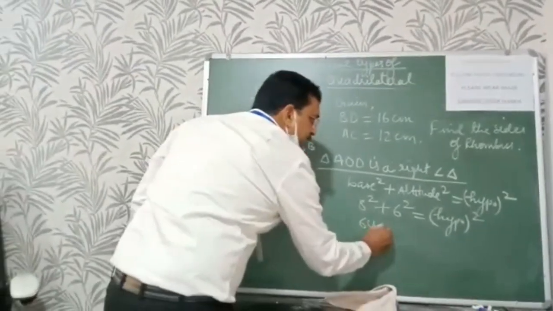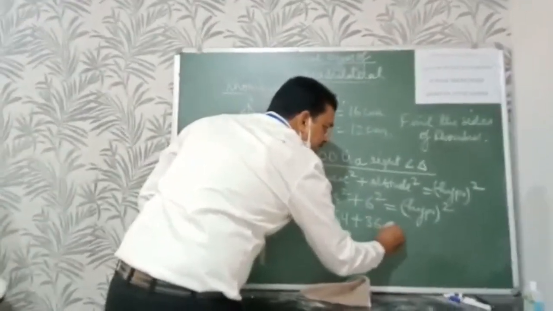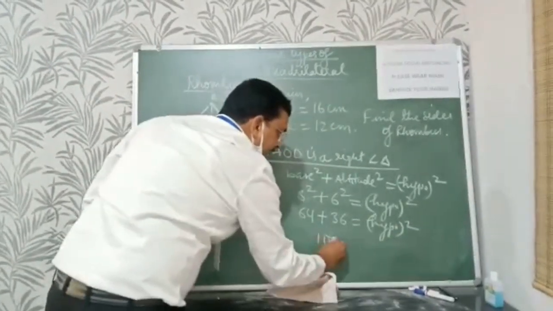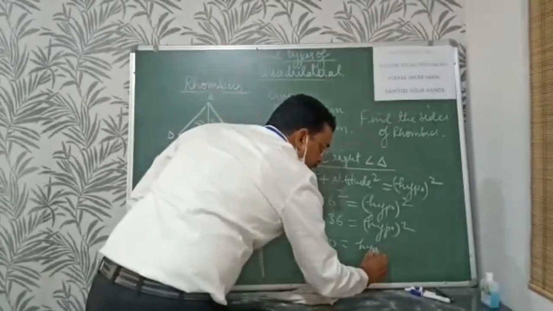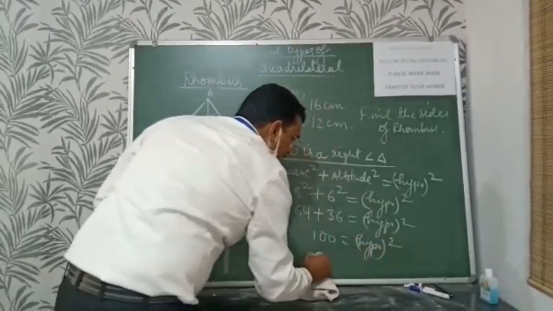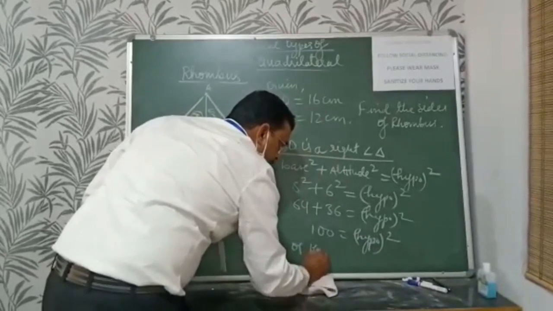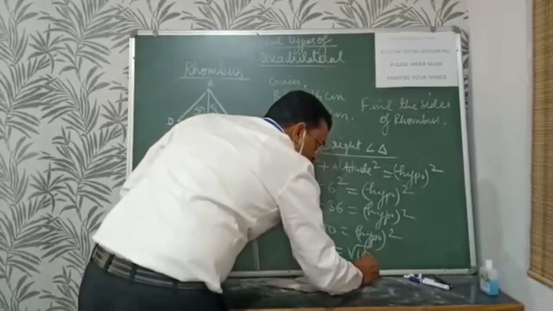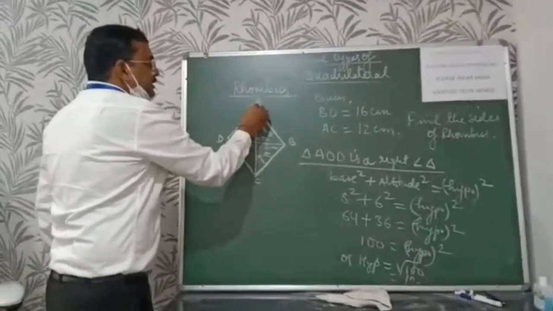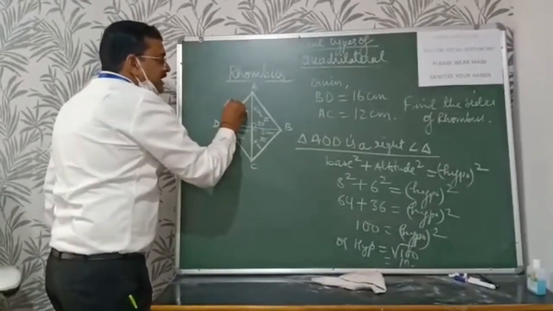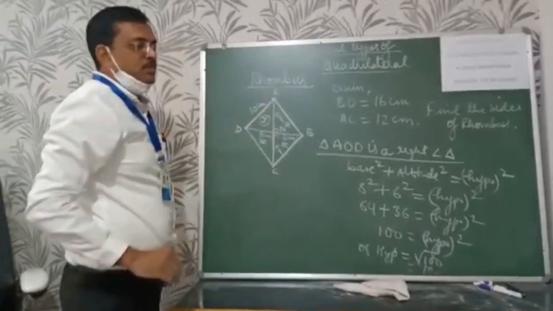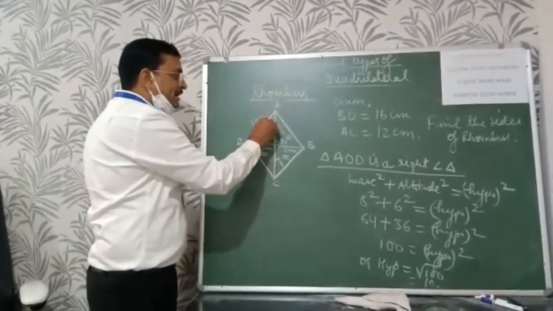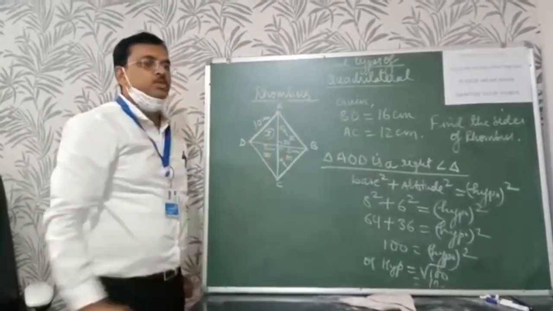8 square means 64, 6 square is 36, is equal to hypotenuse square. 100 is equal to hypotenuse square, or hypotenuse is equal to square root of 100 is equal to 10. It means the hypotenuse is 10 centimeter, which is the side of the rhombus. So finally we can calculate the side with the help of the Pythagoras theorem.